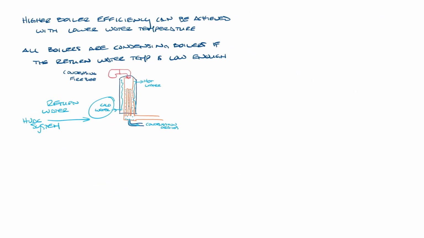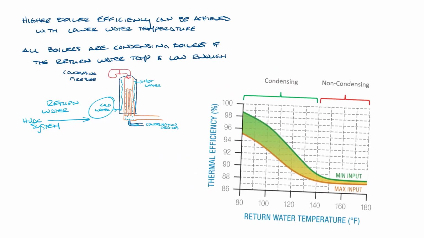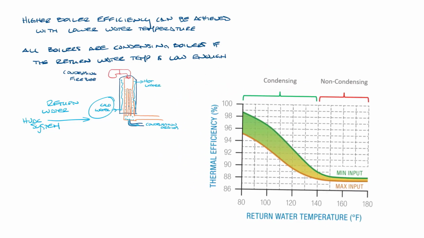Now I want to pull up this graph because I think this graph makes the condensing, non-condensing aspect of the second statement very easy to see. Looking at this graph, you can see that condensing and non-condensing are really just opposite ends of the same graph. So you can see on this graph that as you get below a certain temperature, it's drawn in around 140 degrees here, you start condensing and your efficiency increases.